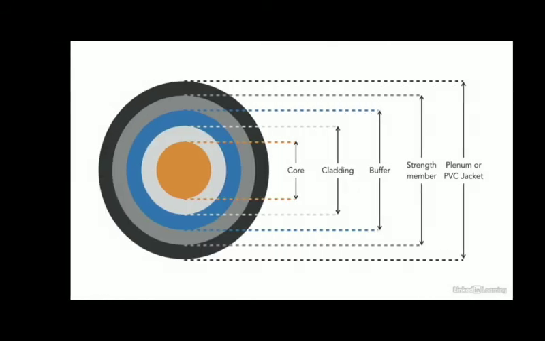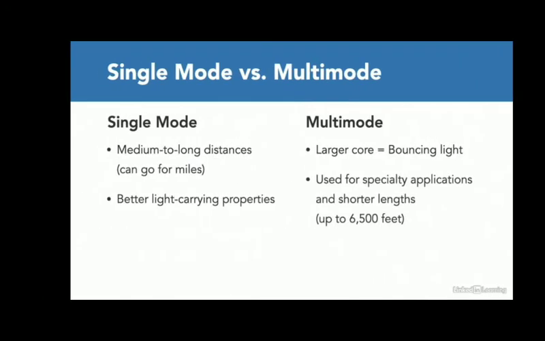Here is the internal construction of a fiber optic cable. It consists of a glass or plastic core, cladding that prevents the light from reflecting outside the cable, a strength buffer, strength member, and a plenum or PVC jacket.